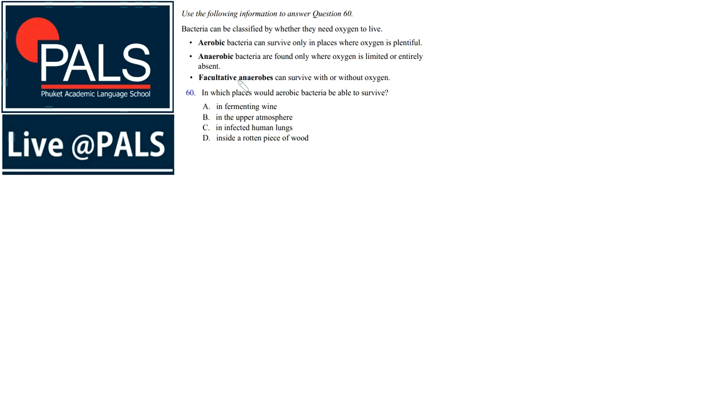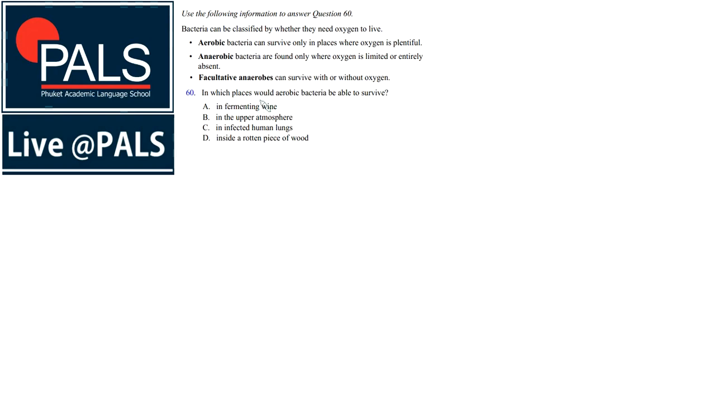And facultative anaerobes can survive with or without oxygen, so they can live in both conditions. This usually refers to the way that organisms release their energy from food with the cellular respiration process. There are two forms: anaerobic respiration and aerobic respiration. Aerobic respiration requires oxygen to break down glucose, to break down sugar and release it. Anaerobic respiration does not require that.